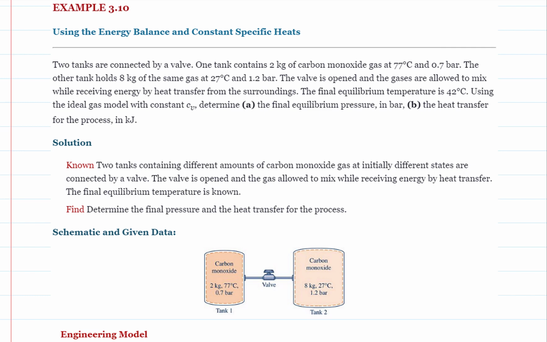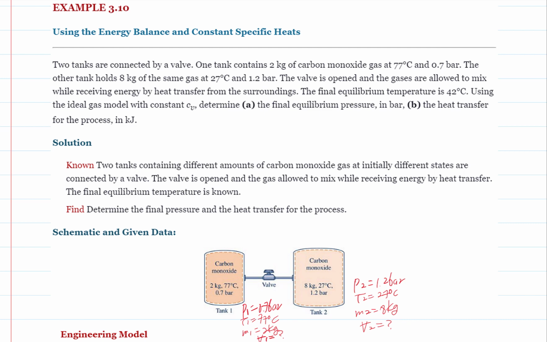So we have two separate tanks. Tank 1: pressure is given, temperature is given, mass is given, volume is unknown. In tank 2, pressure is given, temperature is given, mass is given, volume is unknown.